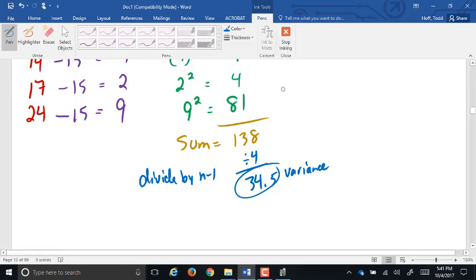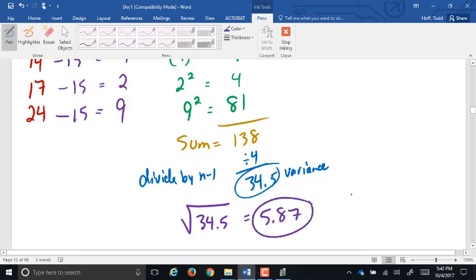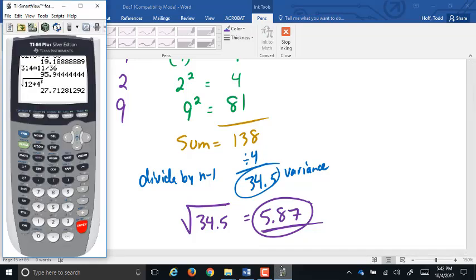To get to our standard deviation, we have to go one more step. Square root of 34.5. What is it? 5.87. Perfect. Yep. 5.87 should be good enough for that.